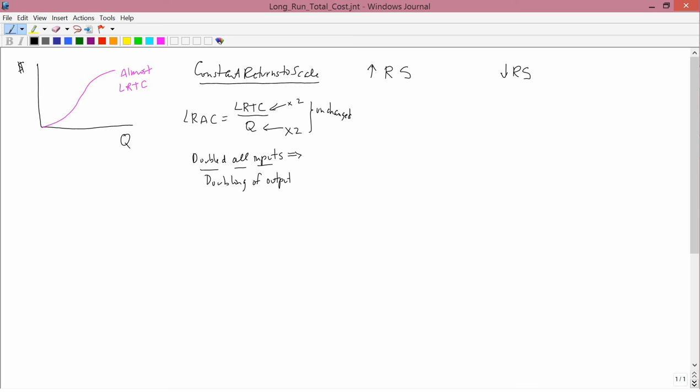Which means that with constant returns to scale, the long-run average cost curve never changes. The long-run average cost never changes. Long-run average cost is dollars per bushel, because up here, it's this fraction, and the numerator is in dollars, and the denominator is in bushels.